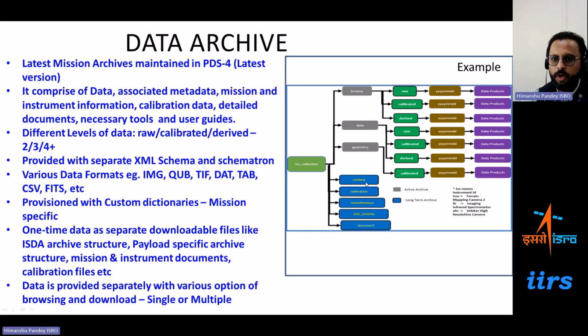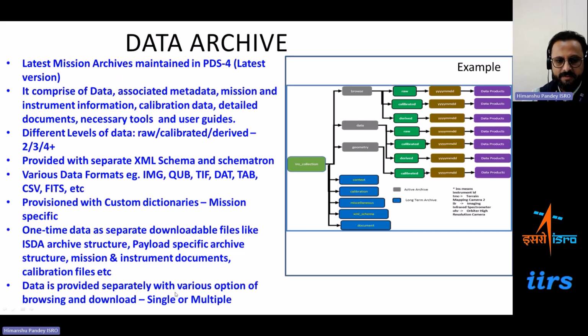But there are other areas like context, calibration files, XML files, XML schema, and documents. How to understand this data? All those things are one-time datasets. They may not go for each and every dump or each and every day. We fix them, so these are fixed, while the others are continuously going. Along with that, each and every data can be kept in a different format. It accepts IMG, QUB, DAT, CSV, all these formats. So this is the one-time data I was telling about, and the separate downloadable table files are kept in the ISDA structure.